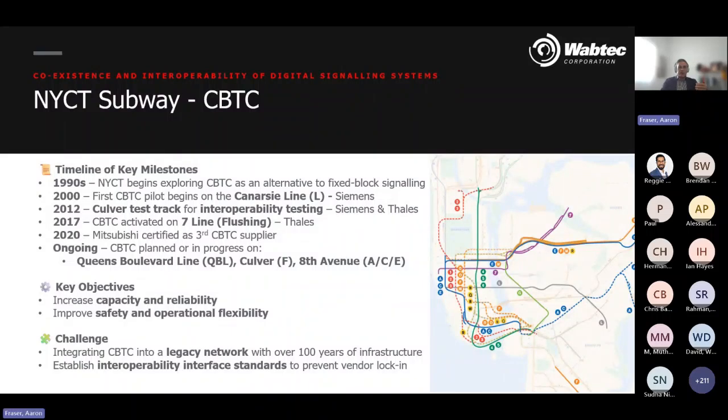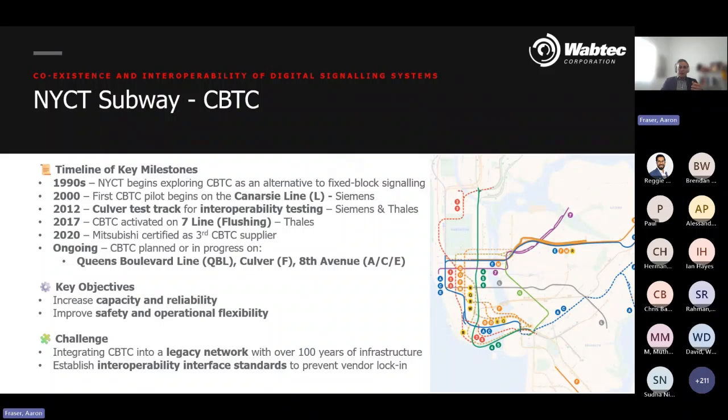Since then, the CBTC program has accelerated quite greatly and is now in various stages of planning and implementation on other lines, including Queens Boulevard, Culver, and 8th Avenue. And they've also managed to bring on a third supplier, Mitsubishi, as a certified CBTC supplier to continue to improve the competitiveness as well as to prove the interoperability throughout the different systems.